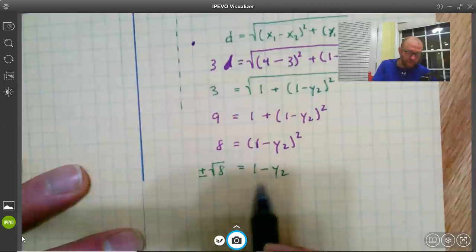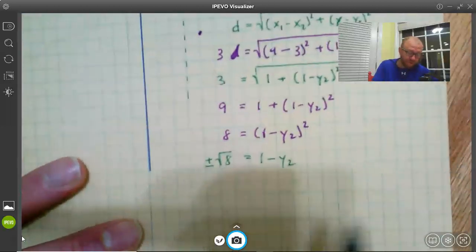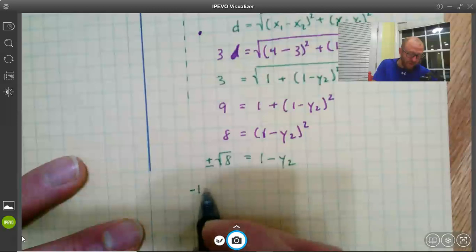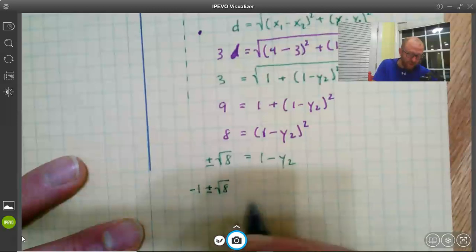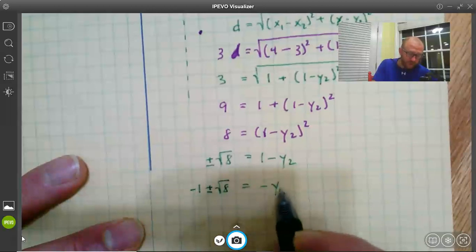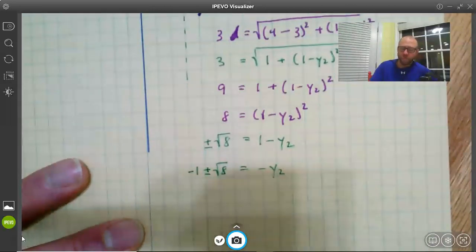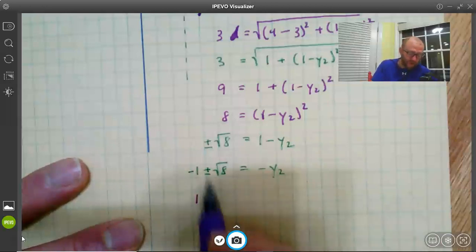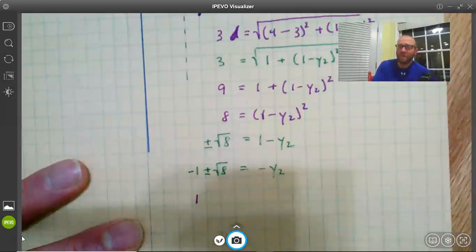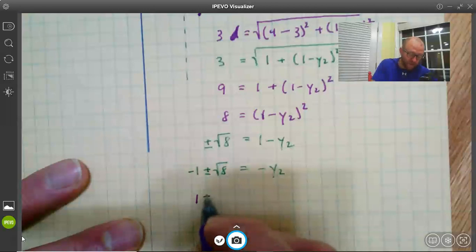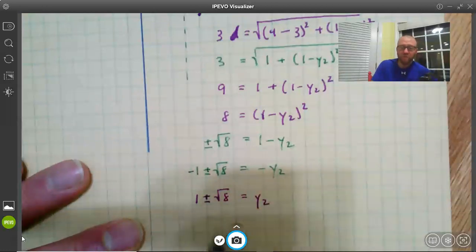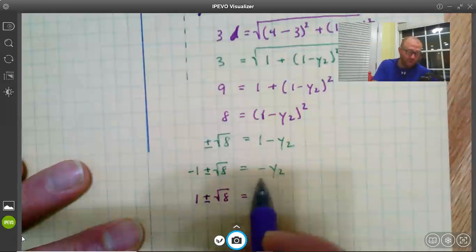Now this is a little bit tricky here. We're going to subtract 1 from each side. So I'm going to put negative 1 plus or minus square root of 8 equals negative y sub 2. But I don't want negative y sub 2, I want positive y sub 2. So I'm just going to multiply everything by negative 1. Over here, times negative 1 gives us a positive 1. And this plus or minus doesn't really change, because it just means it's going to change sign, but I've already got both signs. So plus or minus square root of 8 equals y sub 2. All right? So we have two potential answers here: 1 plus the square root of 8 and 1 minus the square root of 8.